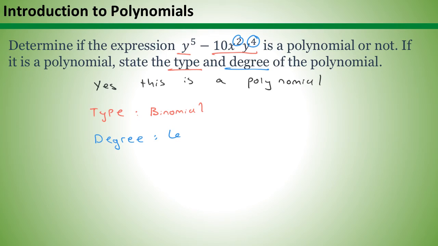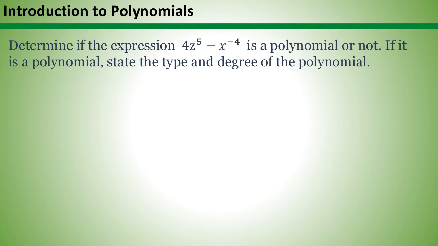Okay, so 2 and 4 are not the biggest exponent, but when I put these two together, there's actually 6 things here, which is more than 5. So that's why 6 is the degree.